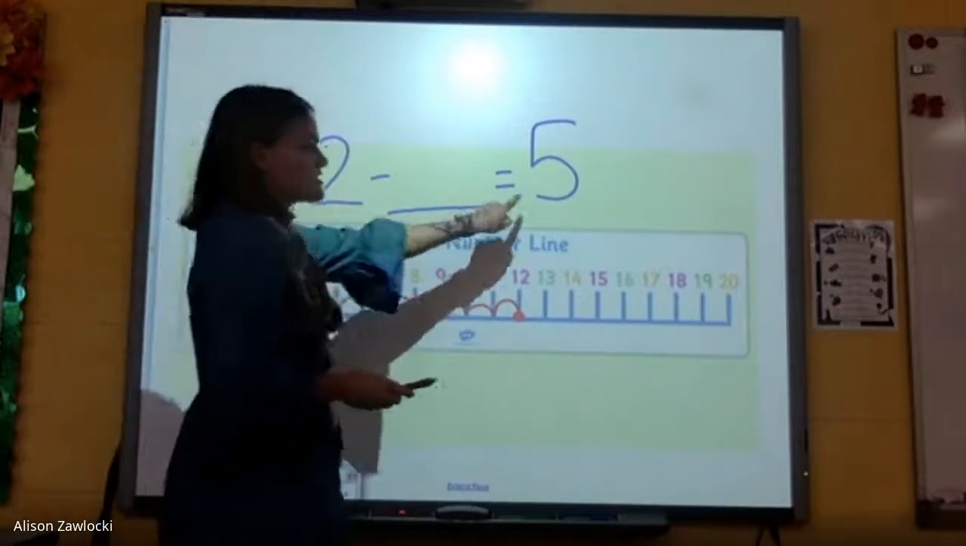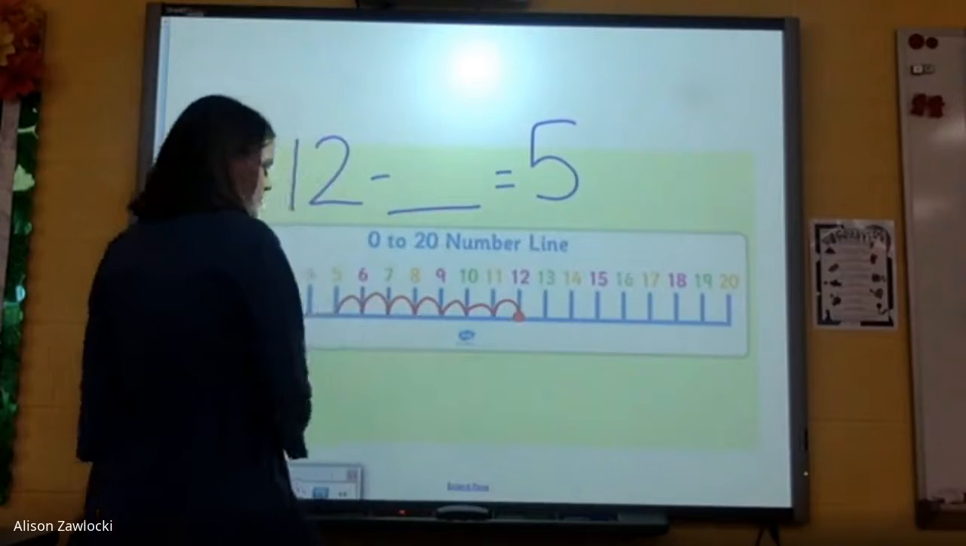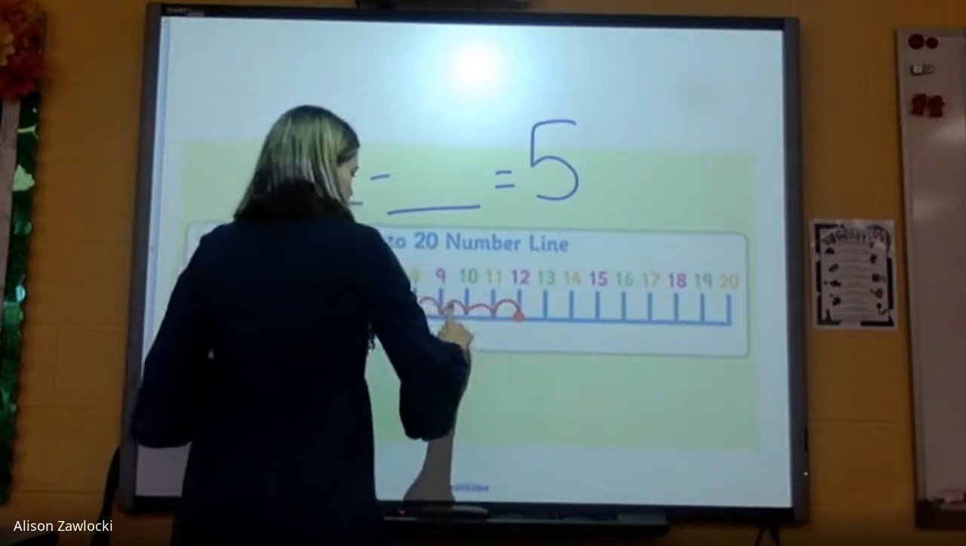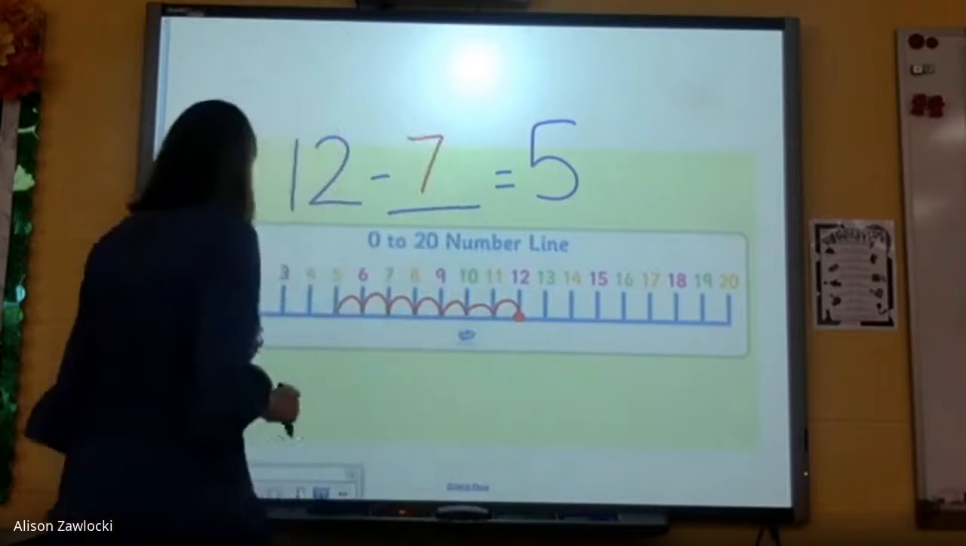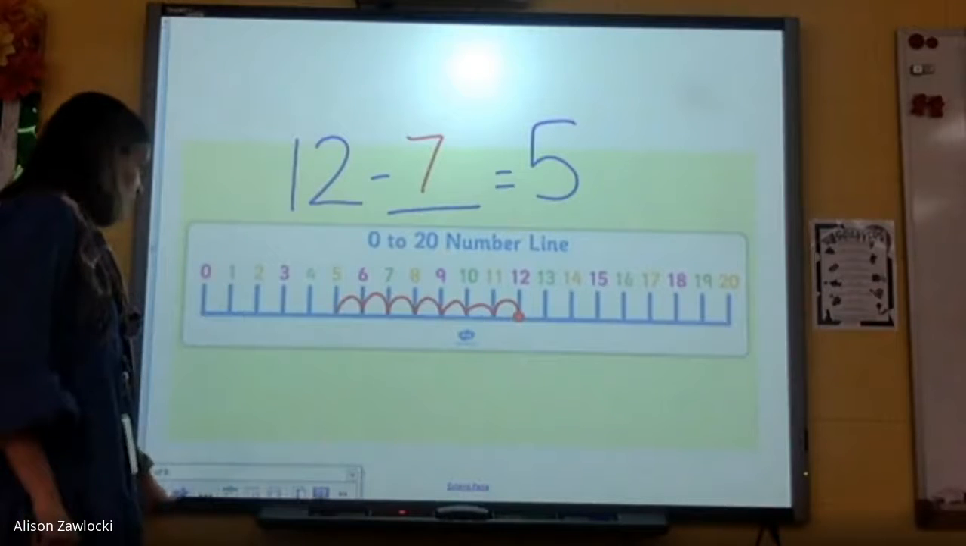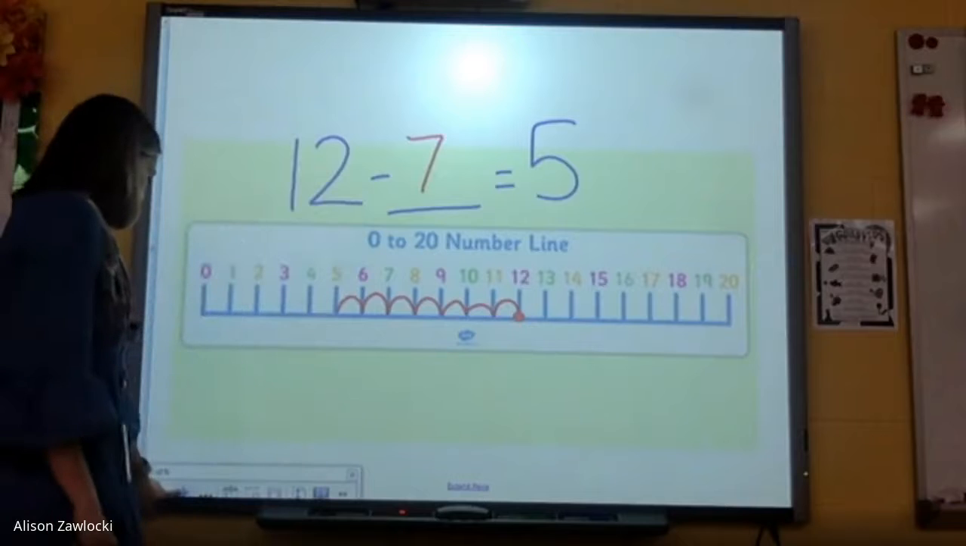Okay, so this number is our stopping point, not how many hops we make. This is how many hops we make. So let's go back and count our hops. 1, 2, 3, 4, 5, 6, 7. 12 take away 7 equals 5. Great job. Feel free to pause the video. I want you to go ahead and fill in that number sentence.